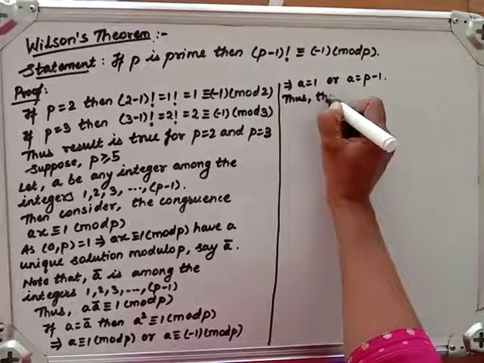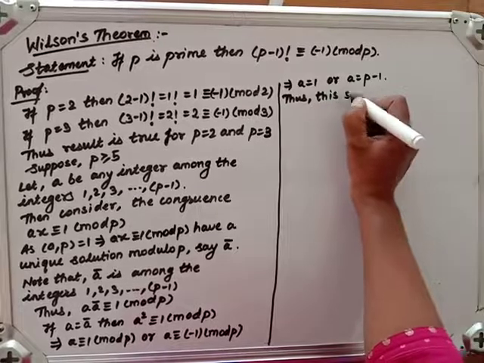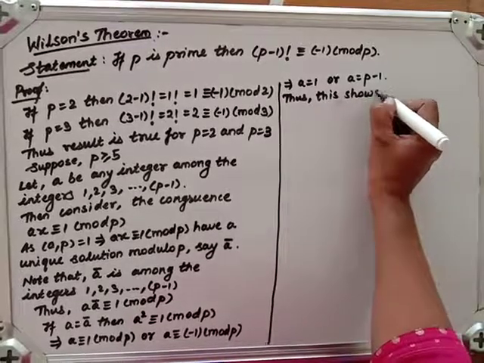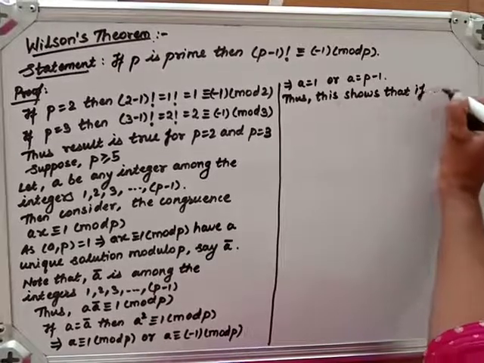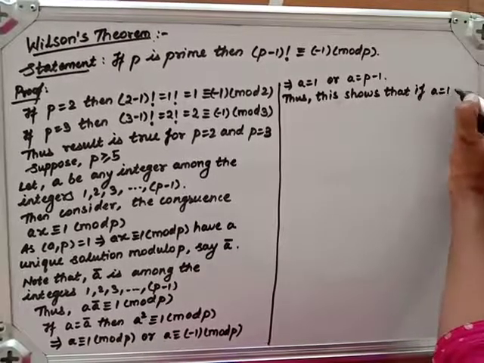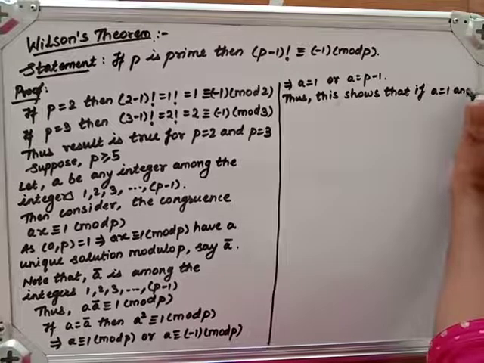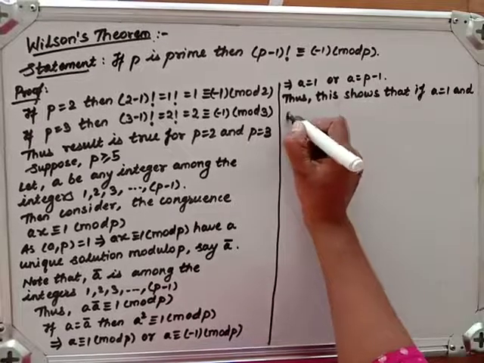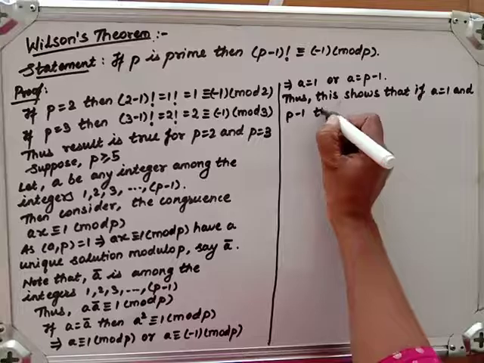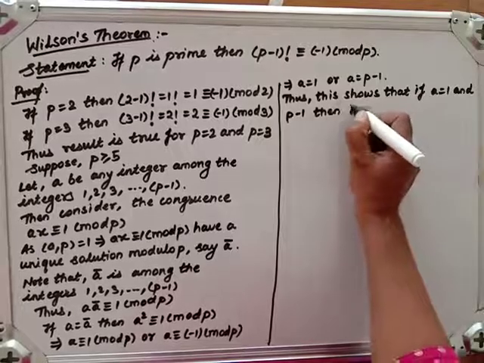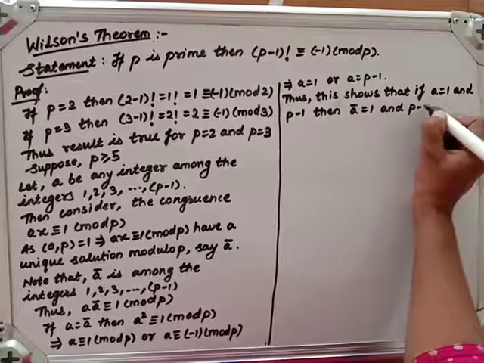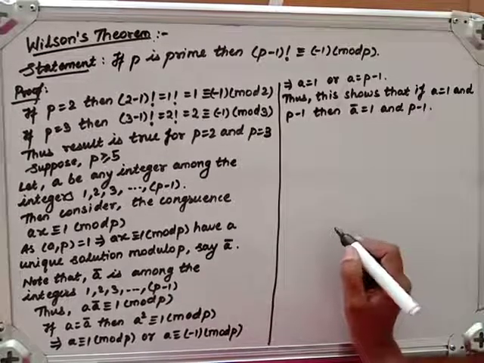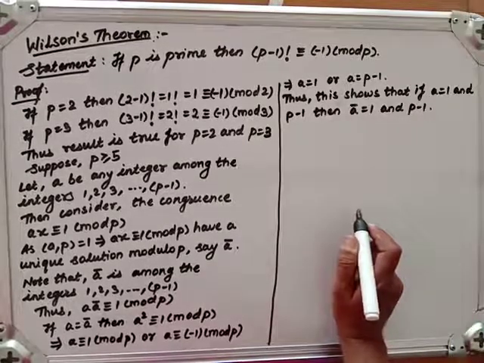Thus this shows that if a is equal to 1 or p minus 1, then a bar is also 1 or p minus 1.